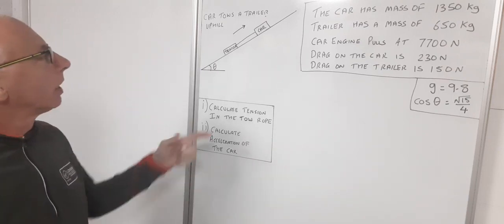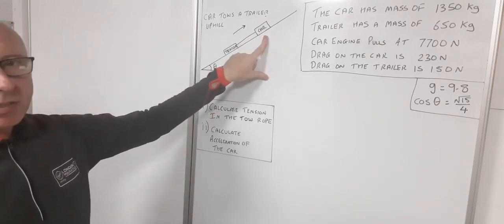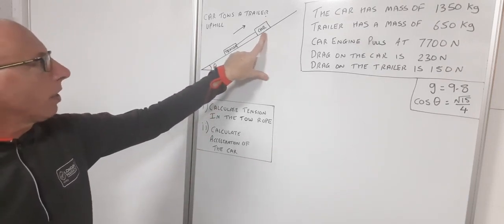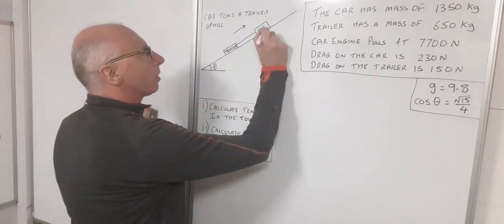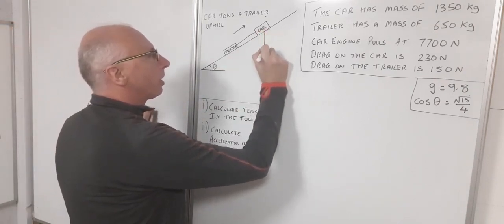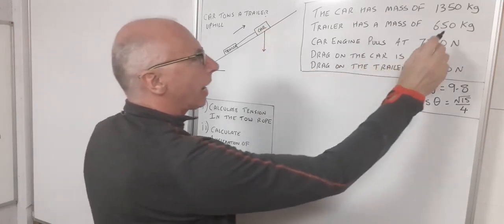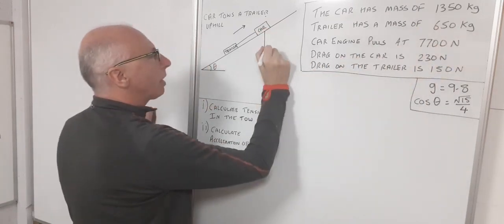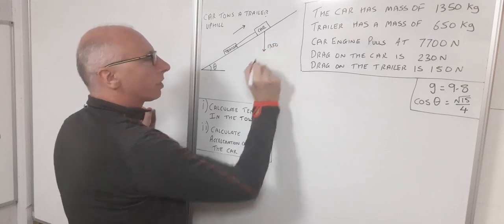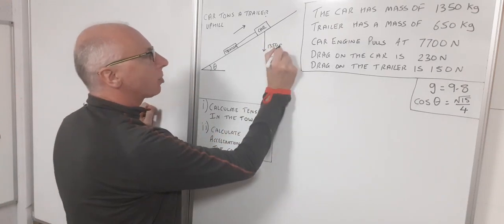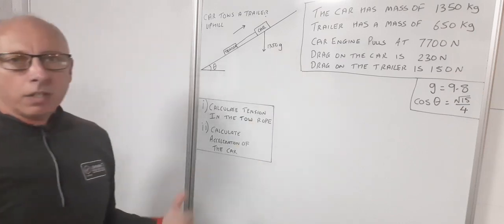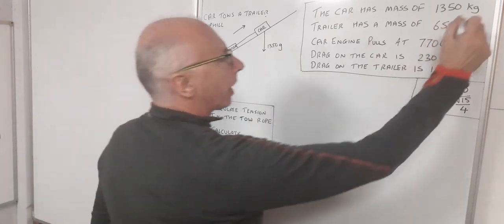So the car has a mass of 1350 kilos, so therefore the force acting on that is gravity. So the gravitational force will be going in this direction, and it's 1350, which is the mass of the car, times the gravitational constant, which I'm just going to fill in as G. So that's the first bit of information taken care of.